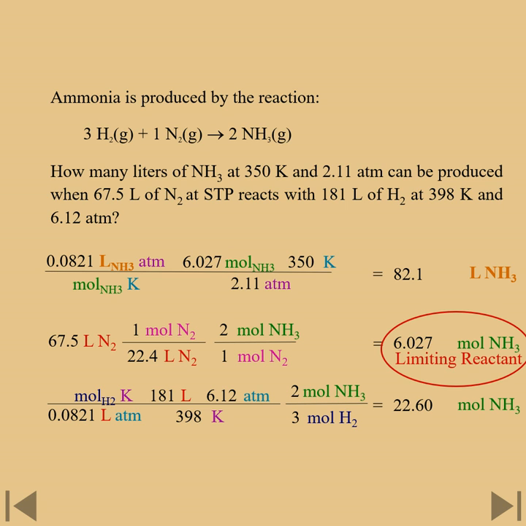Does that answer make sense? Well, let's see. Since it was limited by the nitrogen, and that was at 67.5 liters, 82.1 seems reasonable. Now, if it was in the hundreds or thousands, that might seem a little unreasonable.